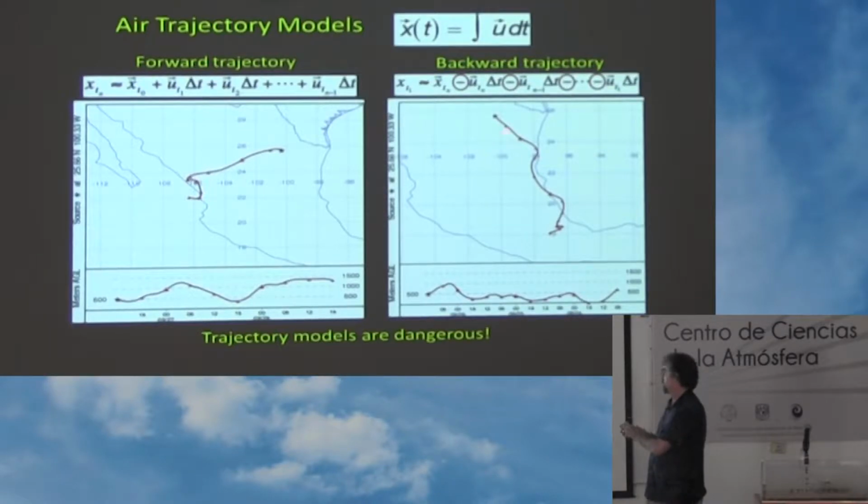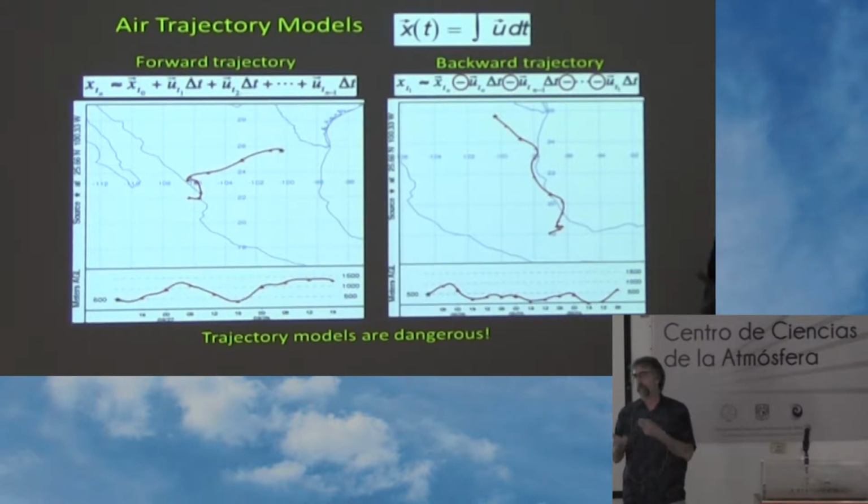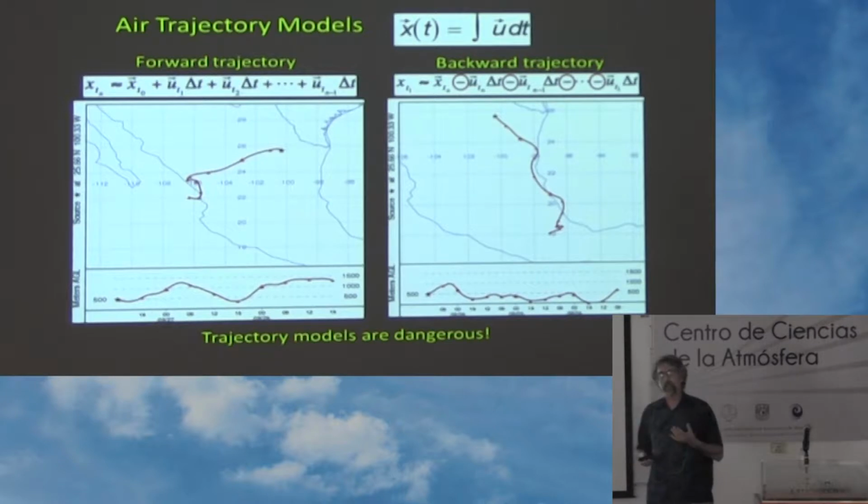Backward trajectories, you have an air sample and you want to know where the air came from. If you have contaminants, you might want to know what the likely sources of those contaminants are. So backward trajectory models can tell you that. But as I wrote here, these models are very dangerous because it is very easy to interpret them incorrectly.